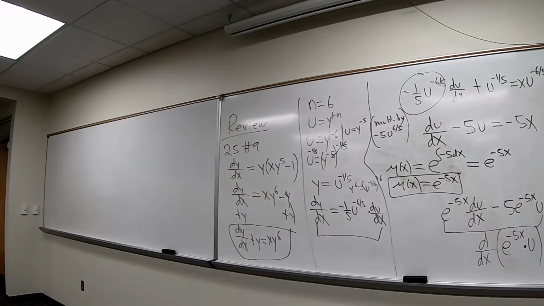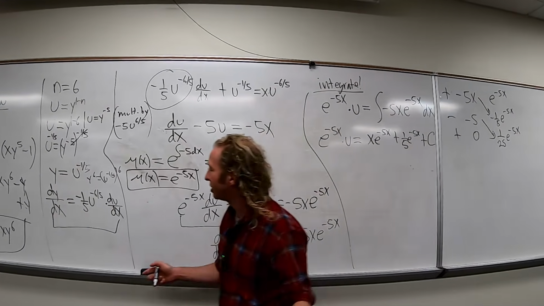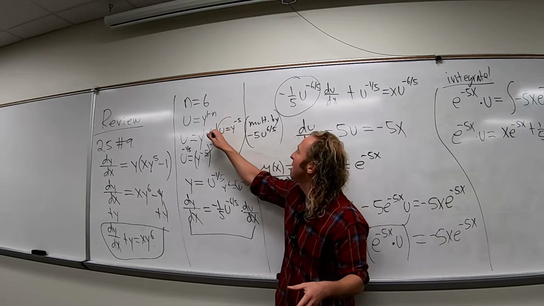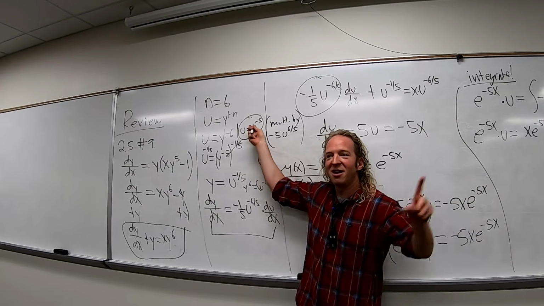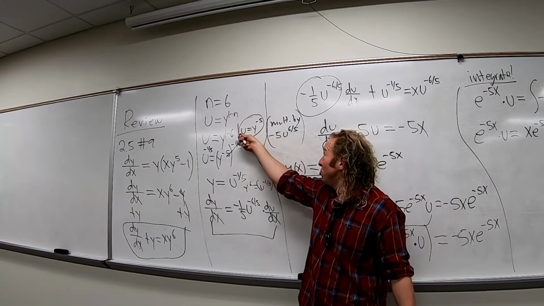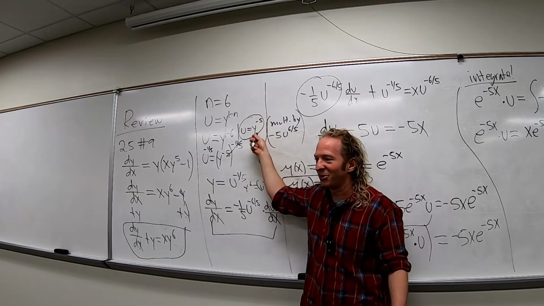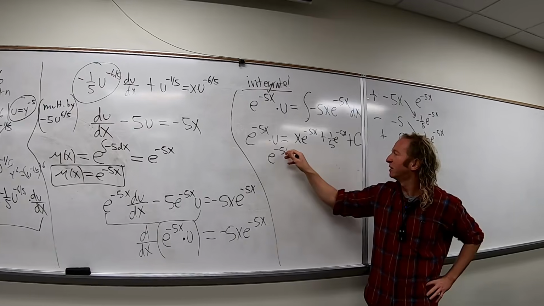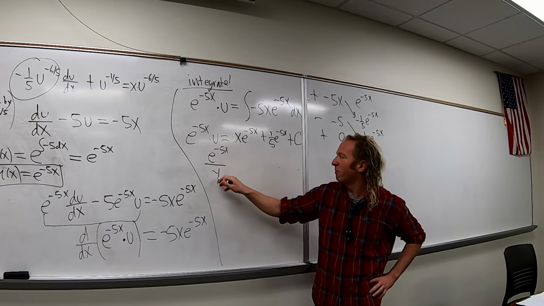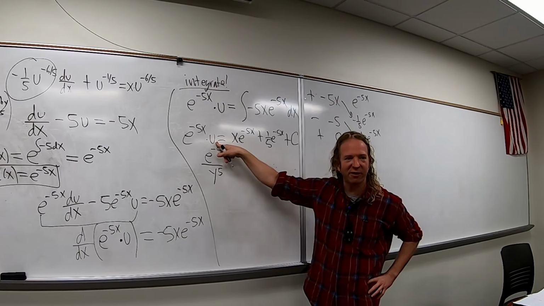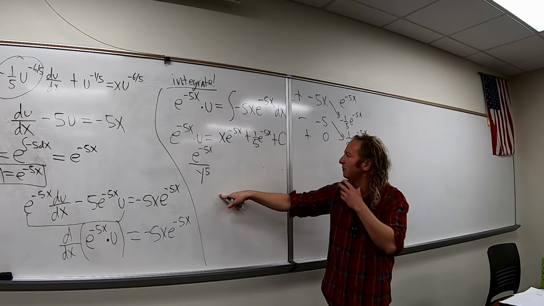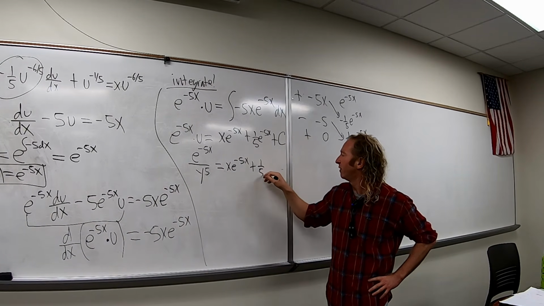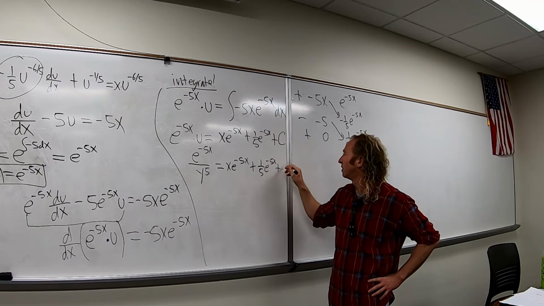Okay, so now we're not done, right? We have to replace u with what it is. So where is u? It's right here. u is equal to y to the negative 5, so we have to plug that in. It's going to be e to the negative 5x over y to the 5, because it's y to the negative 5. So I'm bringing it down, equal to x e to the negative 5x plus 1/5 e to the negative 5x, plus c.